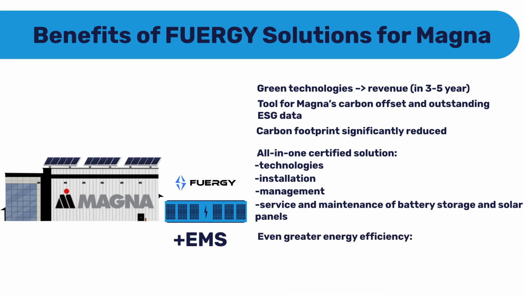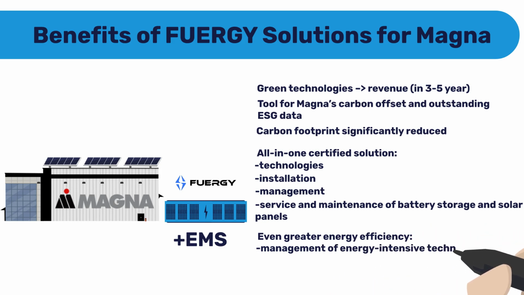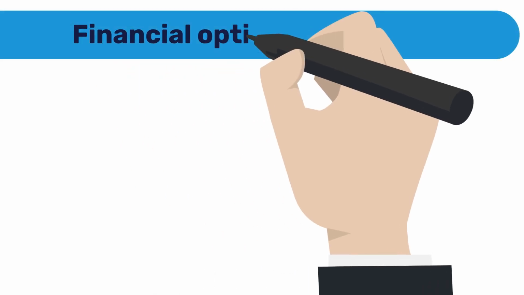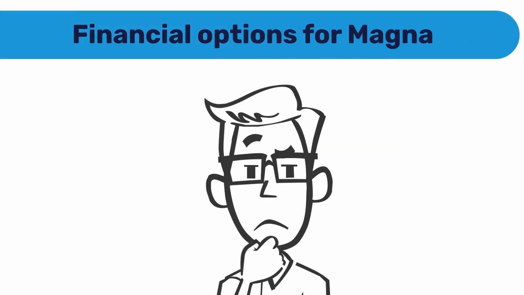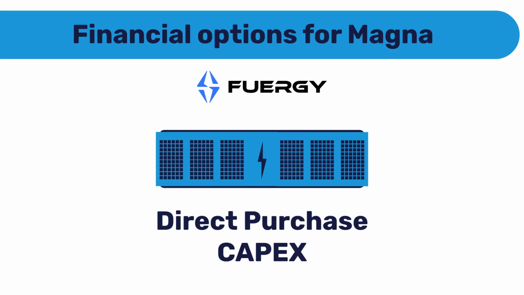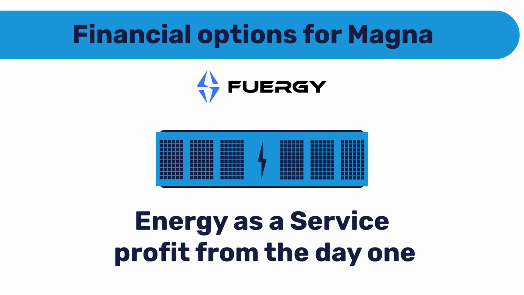There is also great opportunity to further increase Magna's energy, such as through the management of energy-intensive technologies, electromobility, or hydrogen electrolysis. What financial options does Magna have? Magna can either purchase the battery storage as a capital expense or have it installed as a service and lease it as an operational expense.